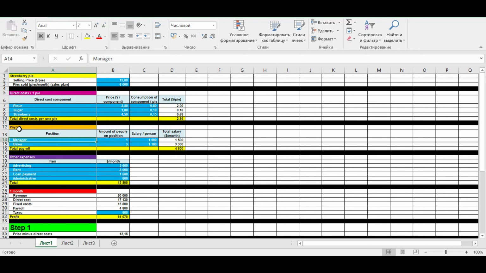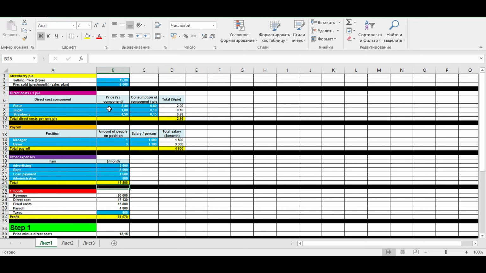Then you have a payroll table where you mention all positions in your business and salaries. We have 1 manager and 3 bakers. The salary of a manager is $1,500. The salary of a baker is $1,100. You may also have some monthly paid fixed costs like rent, advertising, administrative expenses, loan payments, and so on. Here they are.